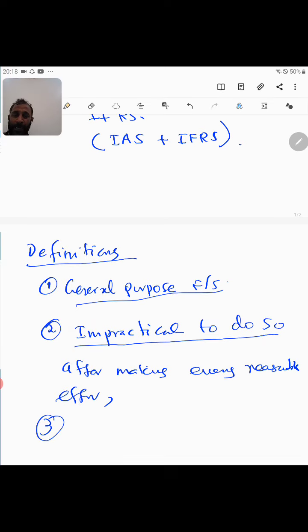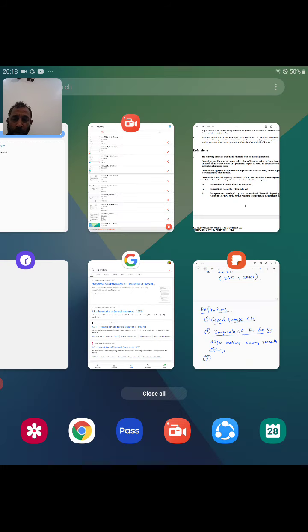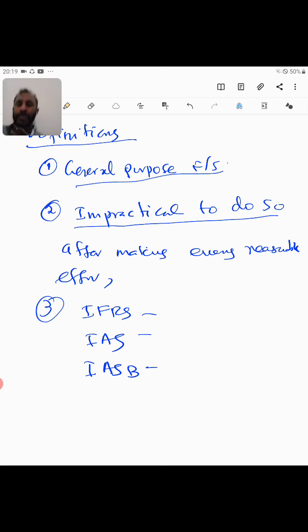Then there are other definitions, such as what IFRS is, what IAS is, and who the IASB is. We will not go through these in detail, but IFRS means International Financial Reporting Standards, IAS means International Accounting Standards, and the IASB is the body that prepares and produces IFRS and IAS.